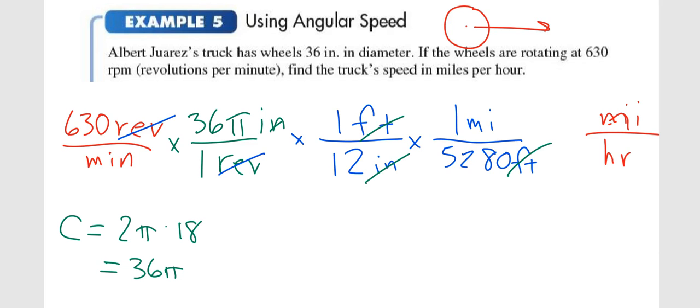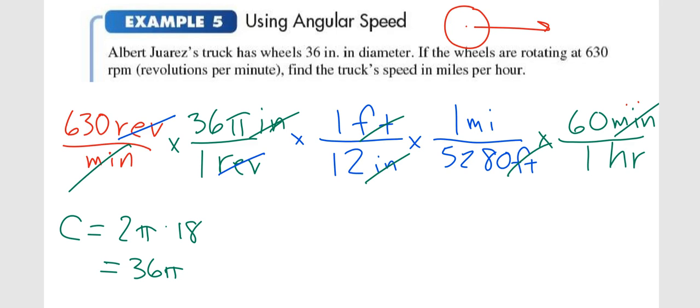Okay. Get rid of the inches. Now we have miles per minute. We still do not have miles per hour. One last thing to do. What do we need to multiply this by? We need to multiply by 60 minutes and 1 hour. And now the minute units are gone. And the only thing we have left is miles per hour.